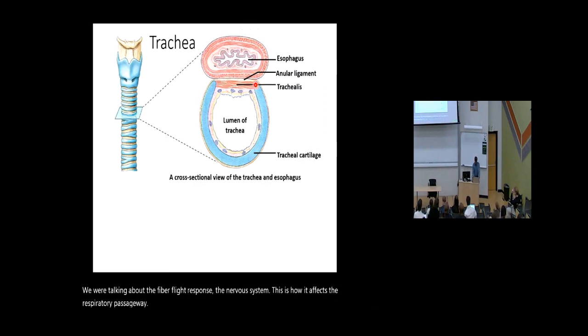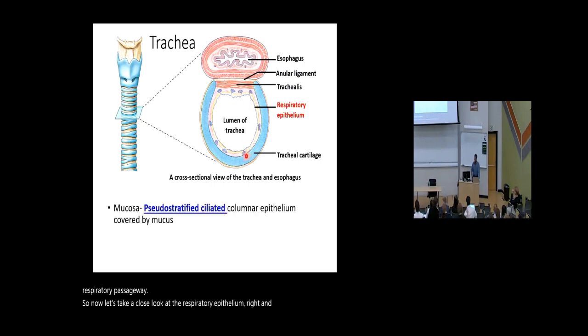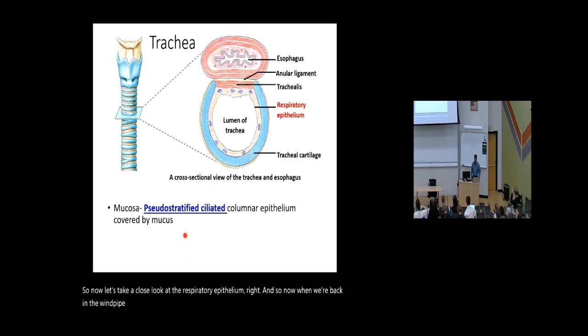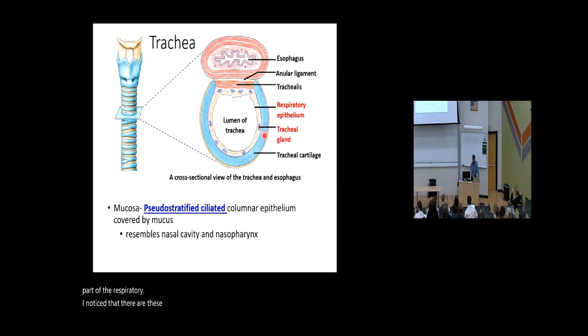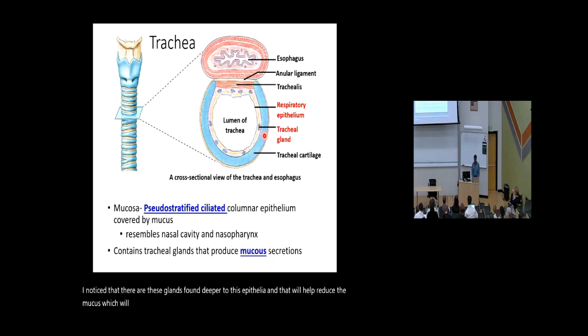So now let's take a close look at the respiratory epithelium, right? Now when we're back in the windpipe, you again have this pseudostratified ciliated columnar epithelium, because it wants to trap any particulate matter which is entering the windpipe. And this resembles the epithelia found in the nasal cavity and in the nasopharynx, structures in the upper part of the respiratory system. And notice that there are glands found deeper to these epithelia, and they help produce the mucus which will trap any particulate matter.